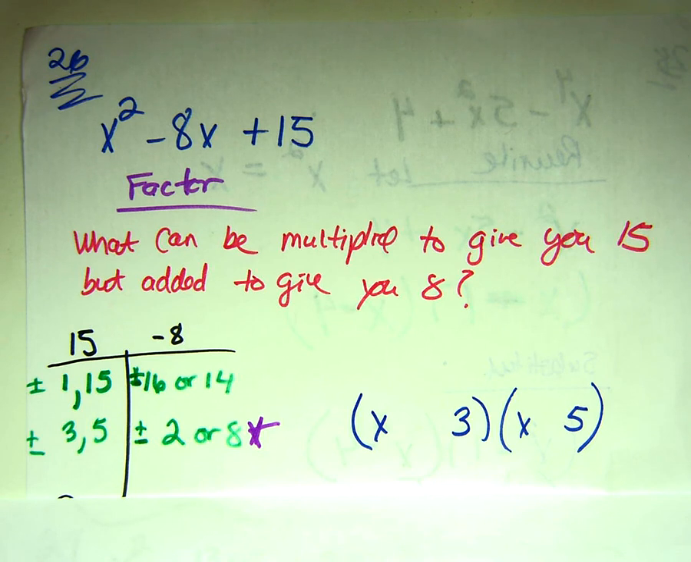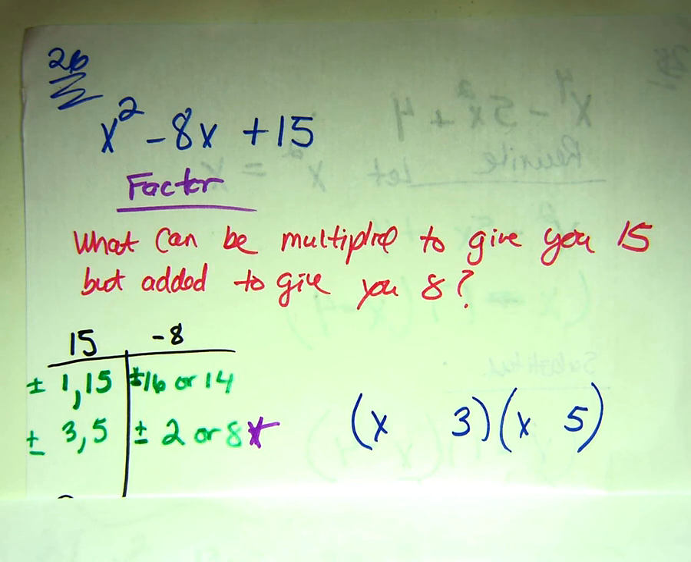So let's think about 15. What can you multiply to give 15? I can get a 1 and 15. Then I can do 3 and 5. If I added 15 plus 1, that gives me 16. If I subtracted 15 minus 1, that would give me 14. Same thing if they were negative. Negative 1 minus 15 gives me negative 16. And then if I had 15 minus 1, that would give me 14.